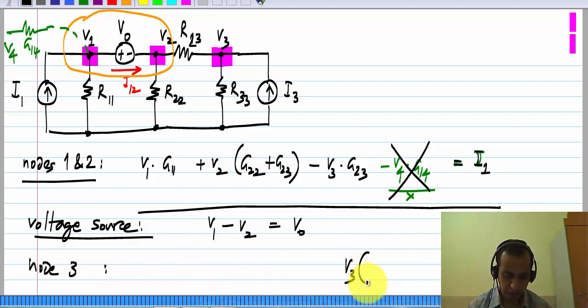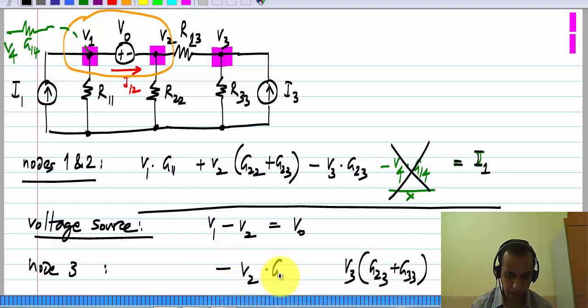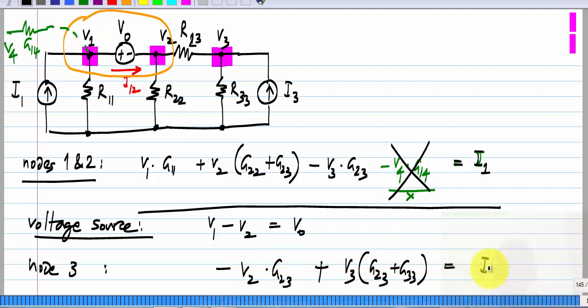We'll have V3 times the sum of conductances, which is G23 plus G33, minus V2 times G23. And the whole thing will be equal to I3. So we have our three equations and three variables, and we can solve for the node voltages.